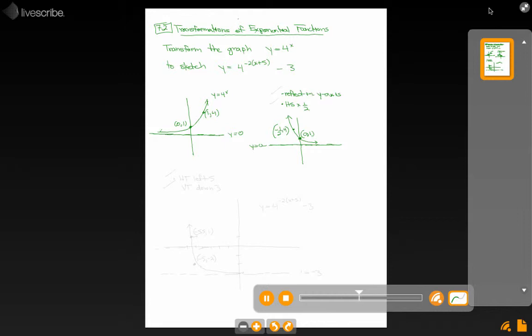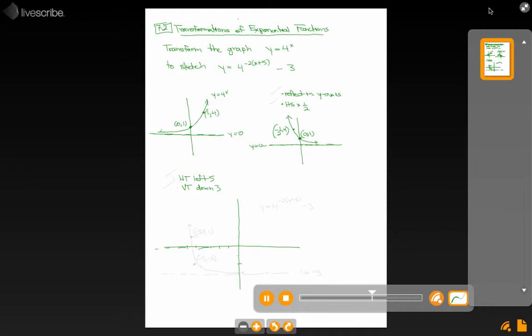Now the x + 5 is going to be a horizontal translation, left 5 units, and the minus 3 is going to be a vertical translation, down 3 units. Again, you may choose to do both of these at the same time. Since this is going to result in my final graph, I'll draw it a little bit bigger.